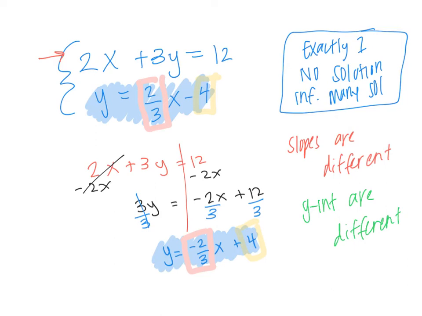So if our slopes are different and our y-intercepts are different, according to our table that we just looked at, that means that both of our lines have different slopes. They're going to cross, which means you are going to have one solution, exactly one solution. If our slopes were exactly the same and our y-intercepts were different, that would mean they were parallel, so no solution. And if we had the exact same line, same slope, same y-intercept, we'd have infinitely many solutions.